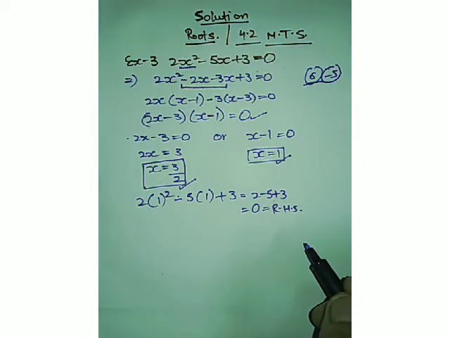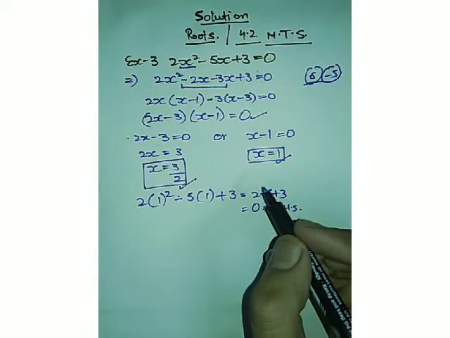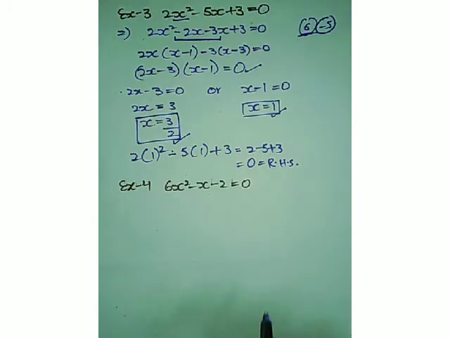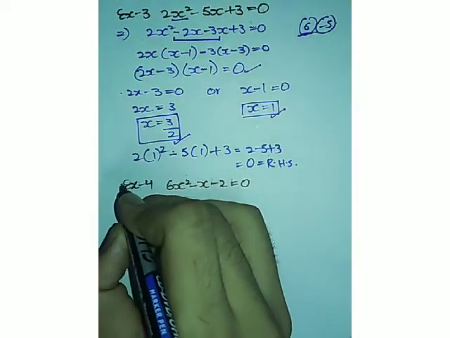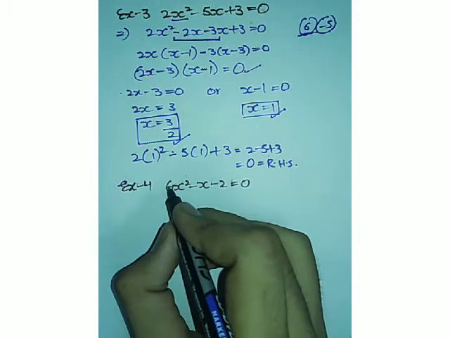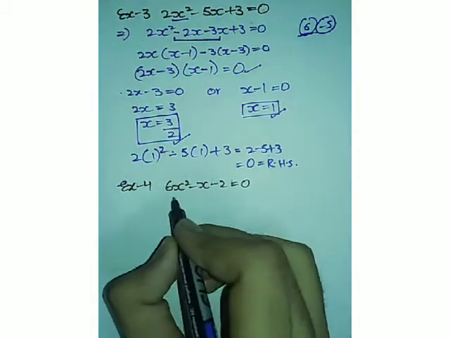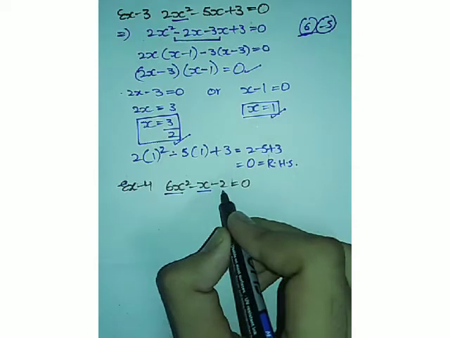So let's move ahead and let's clear our concepts even more. This is our fourth example, and the second equation, the roots of which we have to find. Now 6x² - x - 2.